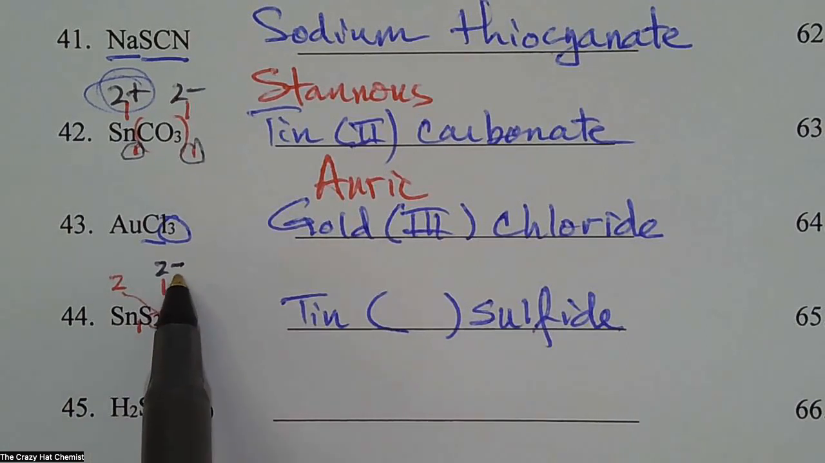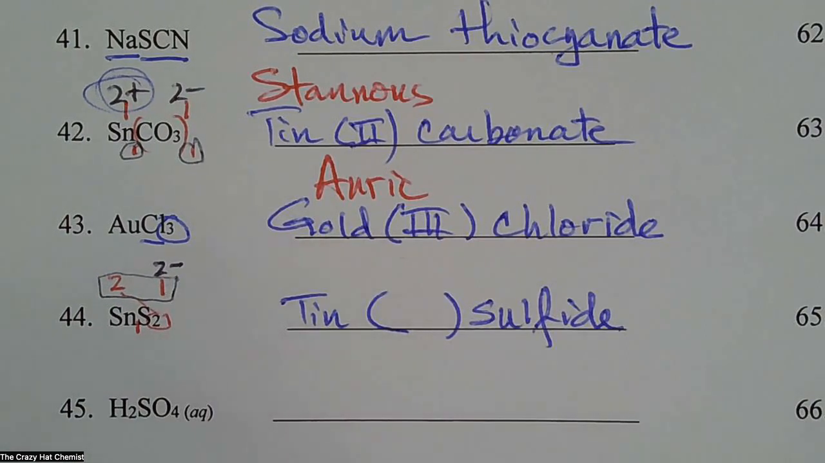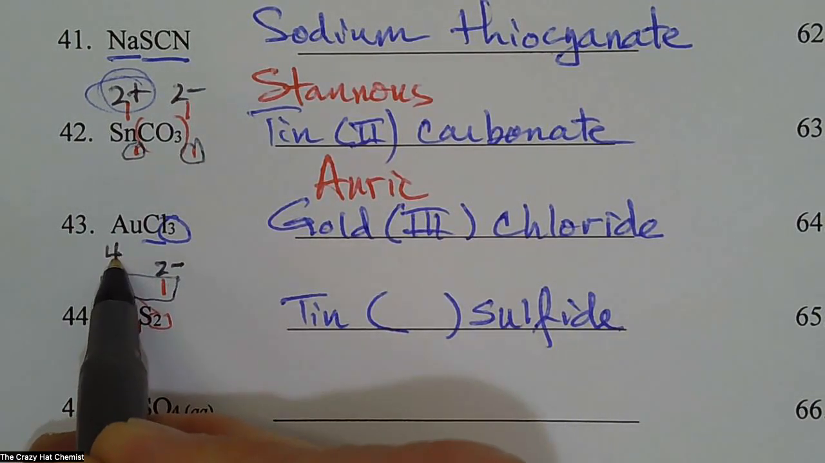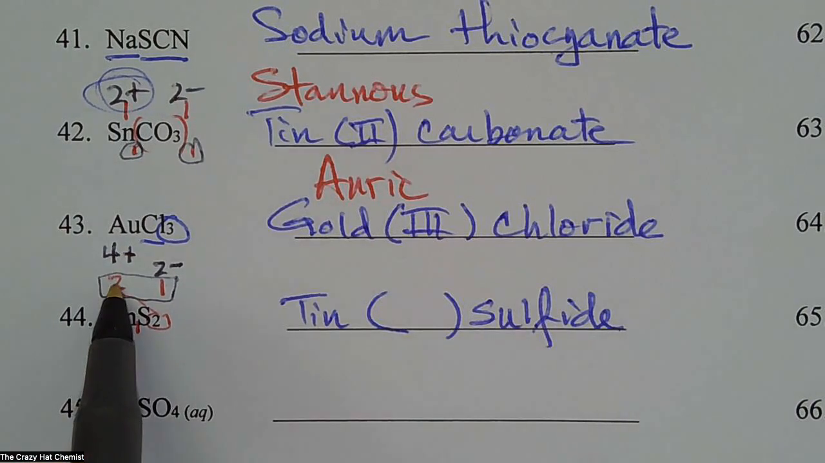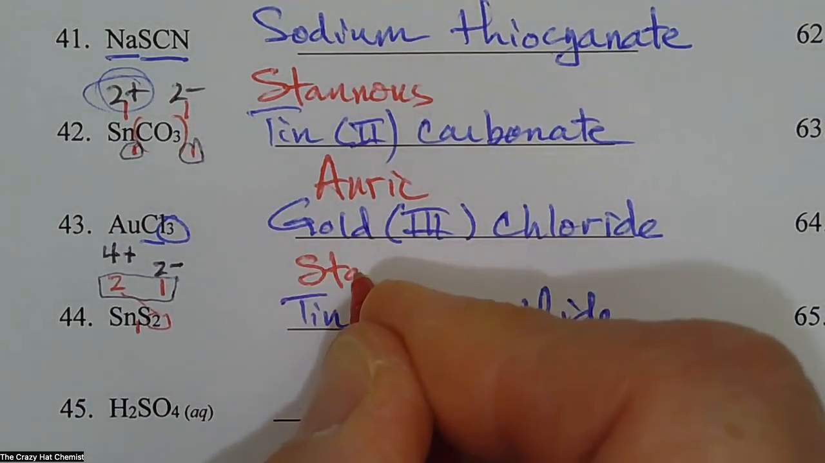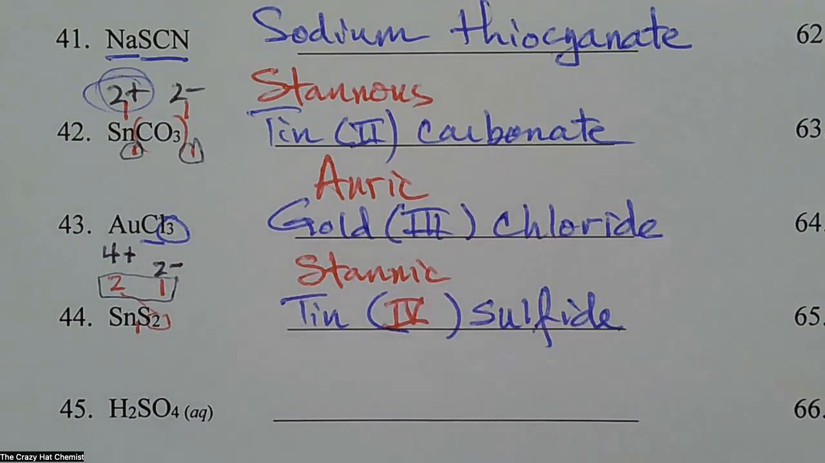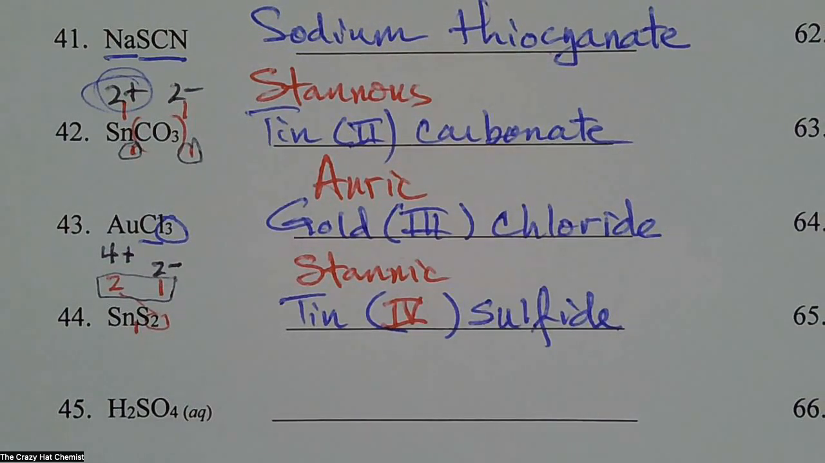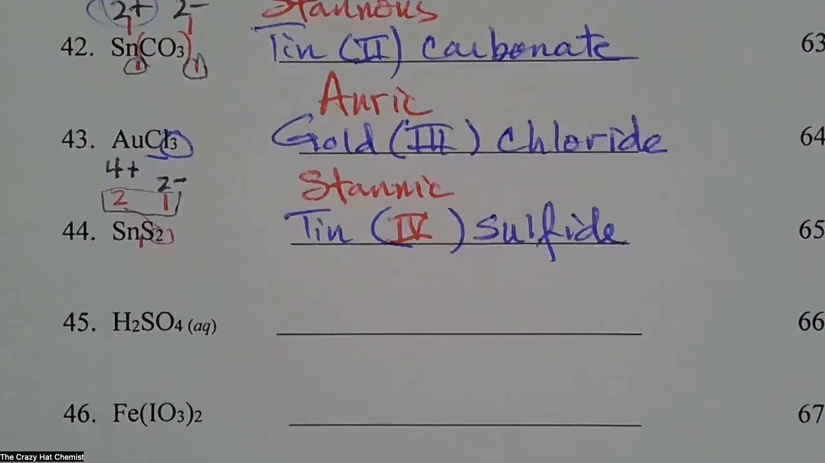So in order to maintain the 2-to-1 ratio, I need the tin to be a 4+ charge to maintain the 2-to-1 ratio. So that's why this is going to be tin, Roman numeral 4, or stannic sulfide. That's a complicated problem here. That separates the A's from the B's.